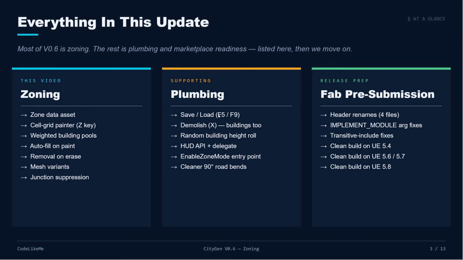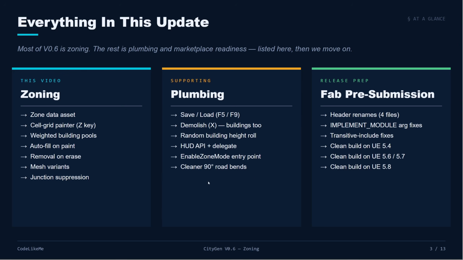Save load system I had to update to support buildings and so on, and demolish also, because we already had the demolish tool, we just didn't have this before, but now demolishing is fully supported. And random building height, that's just something additional in addition to the mesh variations. HUD API and delegates that you need to update the HUD. If you use hotkeys, then that's where you need delegates to make the HUD update according to the changes of the operations that you're doing.